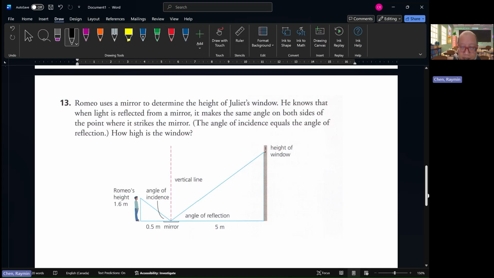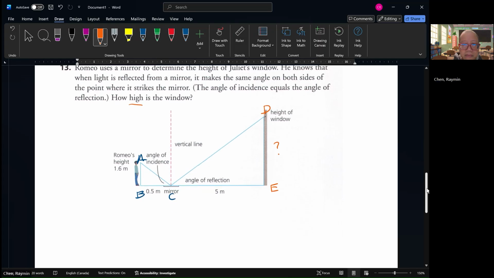So we have a couple of triangles. Again, Romeo's height is indicated there. Maybe we should put some letters to assist you. Maybe that's triangle ABC. And then the other triangle, which is the Juliet triangle for the height of the window, we'll put DEC. And so they're asking, how high is the window? That's our question mark. Again, feel free to pause the video if you want to try this yourself.